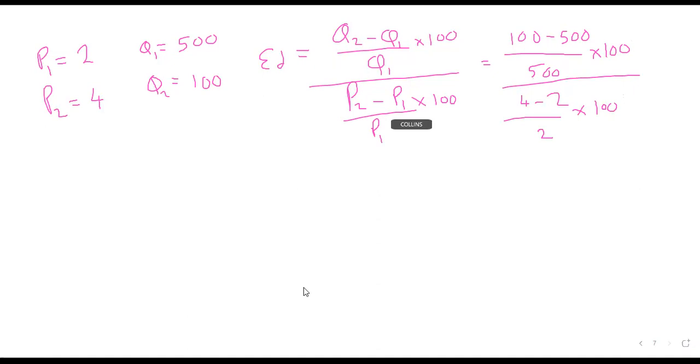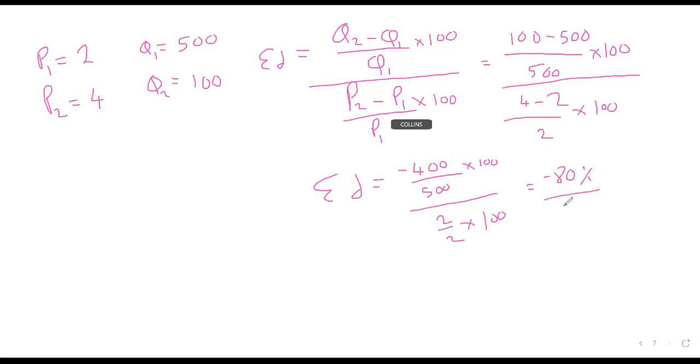So elasticity of demand we know must be negative, isn't it? So here on top, we're going to have negative what? 400 over 500 times 100. Then here we're going to have what? 2 over 2 times 100. So what do we have here? Negative 80%. What do we have down there? 100%. When you divide negative 80% over 100%, what do we get? Negative 0.8.